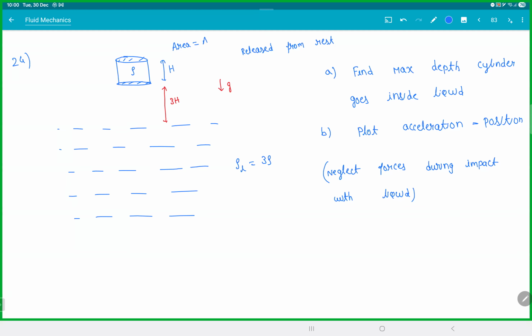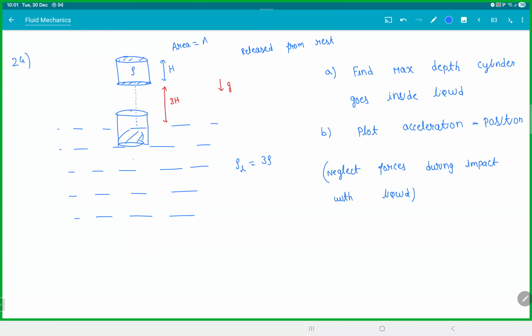Even before starting the problem, take a minute and think about what is happening. Initially, when you're falling, there is no water, so you fall with g. Once you hit the water, will the buoyancy force immediately start acting? No, because the buoyancy force depends on how much of the cylinder is inside. As you keep going inside more and more, the buoyancy force keeps changing. That means your buoyancy force is not constant.